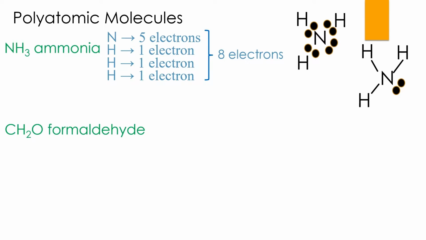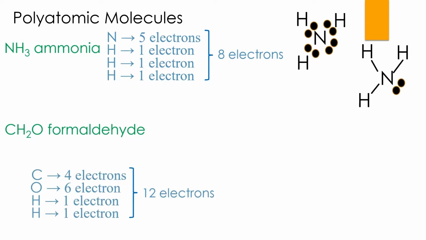CH2O is an interesting organic molecule called formaldehyde. Carbon brings 4 valence electrons. The oxygen brings 6 and the hydrogen atoms bring 1 electron each to the molecule for a total of 12 electrons. So how do we arrange this bad boy? Well, typically in carbon, hydrogen, oxygen organic type molecules, the carbon will be the central atom. All you needed, huh? Another rule. But anyway, in this system, the carbon is central, and the oxygen and hydrogen atoms are placed around it.